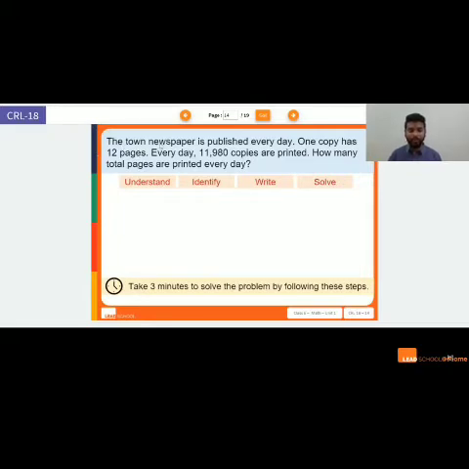The town newspaper is published every day. One copy has 12 pages. Every day, 11,900 copies are printed. How many total pages are printed every day? Alright, so you will follow the 4-step process and then you will solve this. You all have 3 minutes to solve this problem.